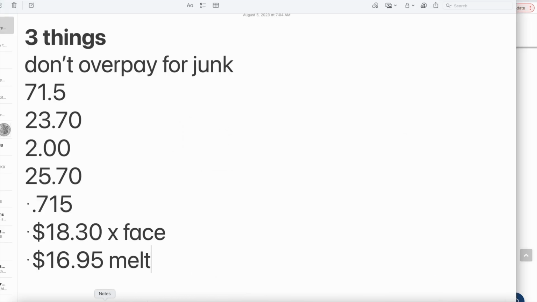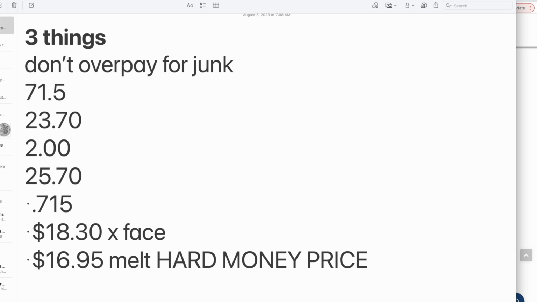1669 is under the melt price of junk. And for everybody who said junk would never come down in price, well, that's pretty far. They're selling it to you for, what was that, $31 or something per ounce, and they're buying it from you at $16.95. That's a hard money price. You have to really need money hard to want that.